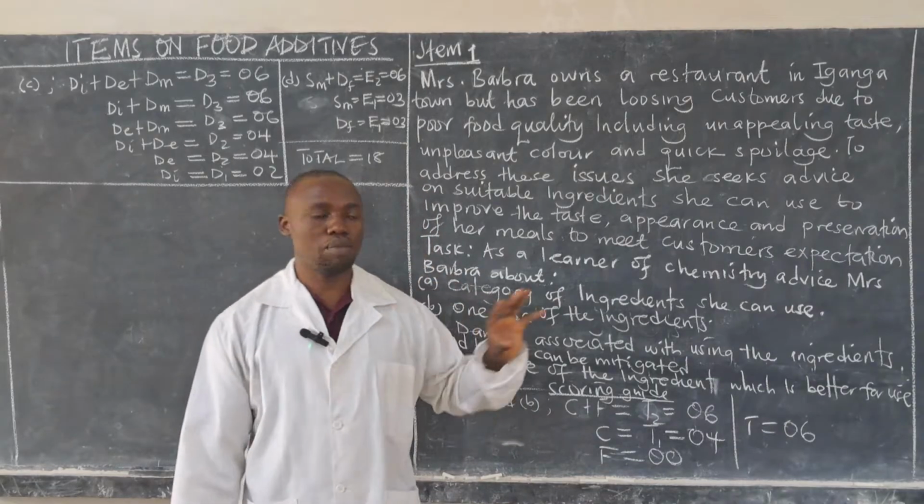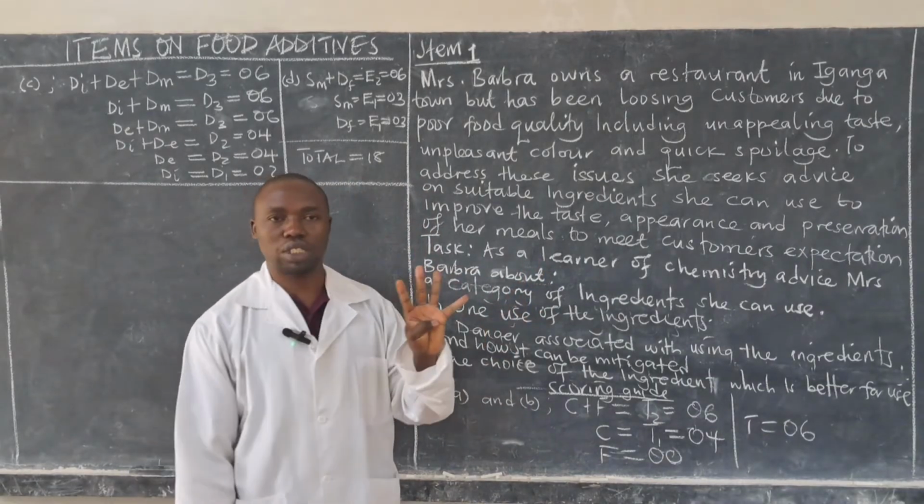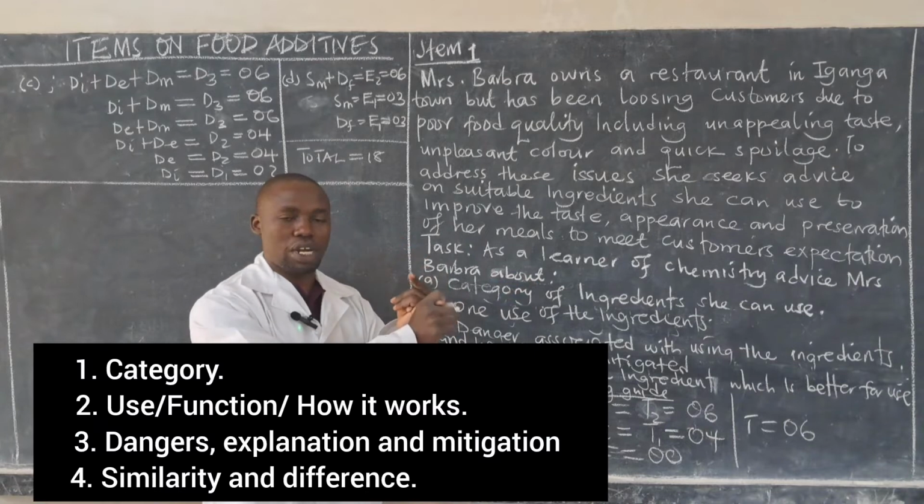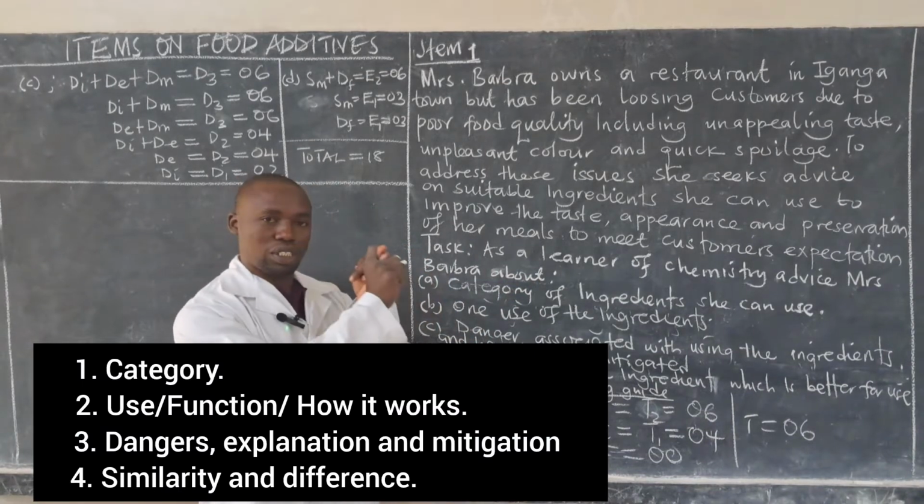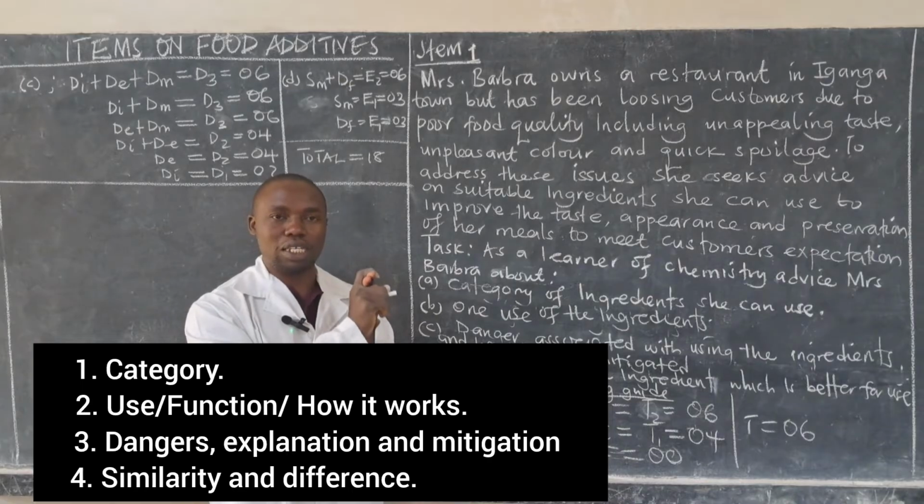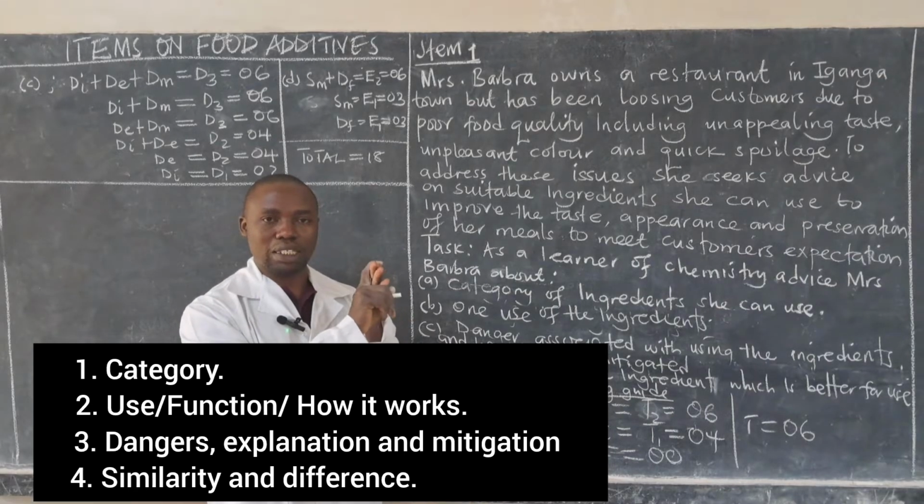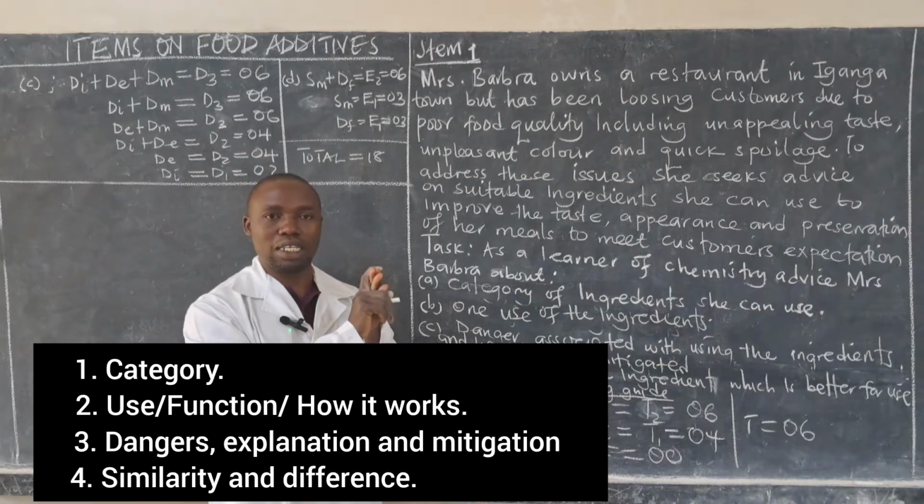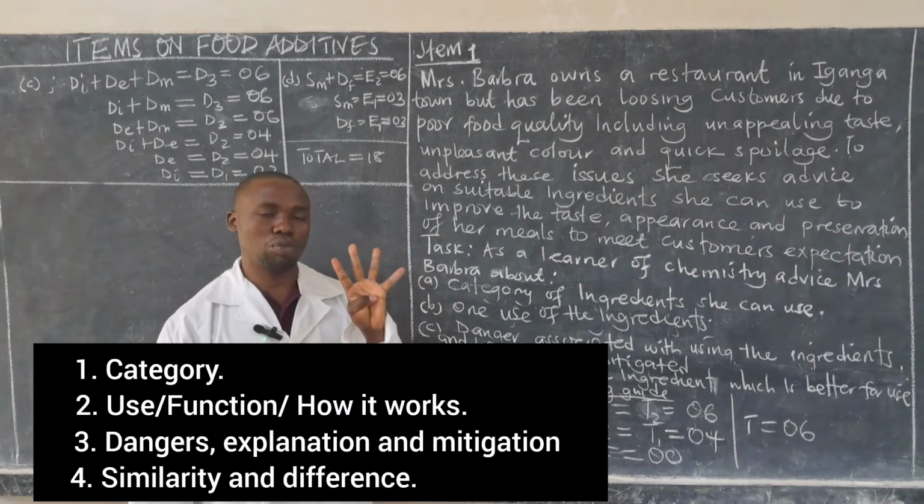Now, in this item 1, there are 4 possible questions. A learner will be asked to categorize. The learner will be asked to state their use. The learner will be asked to state the danger and mitigate it. Then the learner will be asked to evaluate or give a similarity and difference. So there are 4 possible questions.